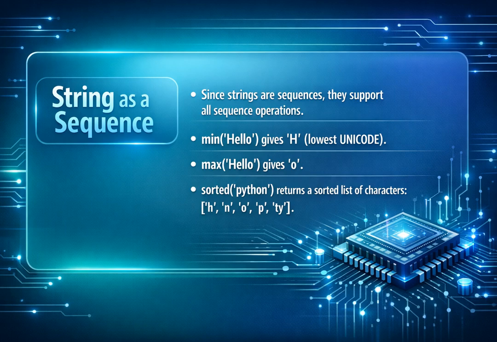Since strings are sequences, several built-in sequence functions work on them. The min function returns the character with the smallest Unicode value, and max returns the largest. The sorted function returns a new sorted list of all the characters in the string.